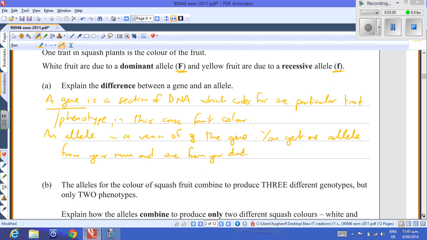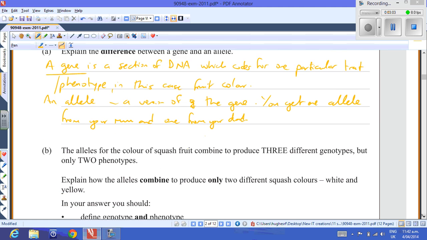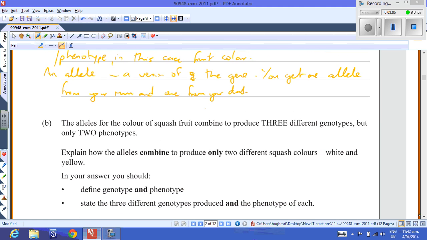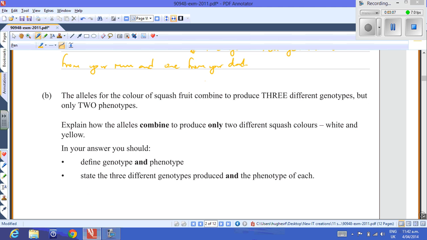The next part of the question, part B: the alleles for the color of squash fruit combine to produce 3 different genotypes, but only 2 phenotypes. Explain how the alleles combine to produce only 2 different squash colors, white and yellow. In your answer, you should define genotype and phenotype, and then state 3 different genotypes produced and the phenotype of each.